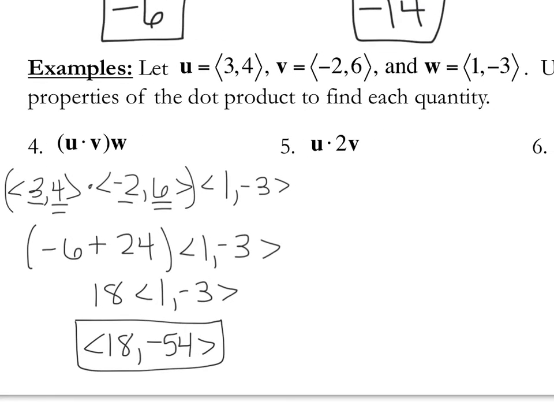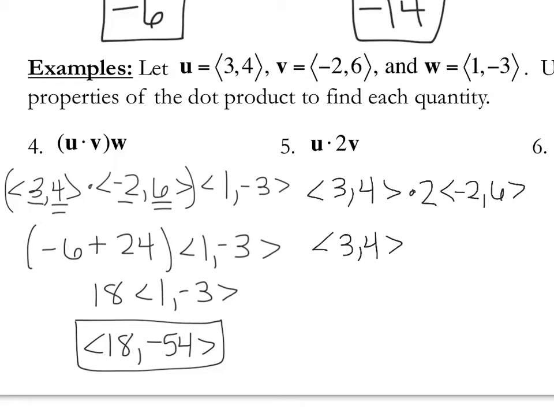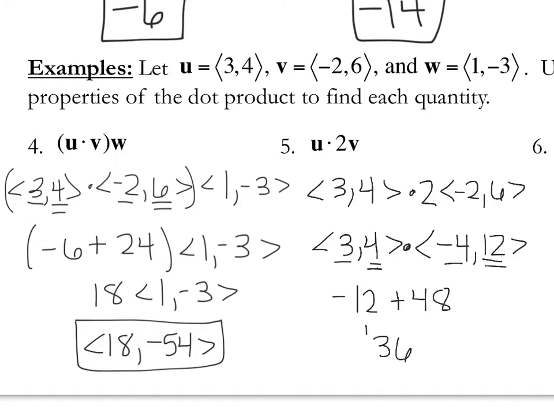Alright, in number 5, we're doing U dot 2V. So I'm going to write U first, 3, 4, dot 2 times V. So we're going to do the scalar multiplication part of this first, where we're going to multiply that 2 in. So it's 3, 4, and then it's going to be negative 4, 12. And then we'll do the dot product here. It is the dot product, so it's going to be the first two multiplied together are negative 12, plus the second two multiplied, 4 and 12, is 48. So we get an answer of 36.